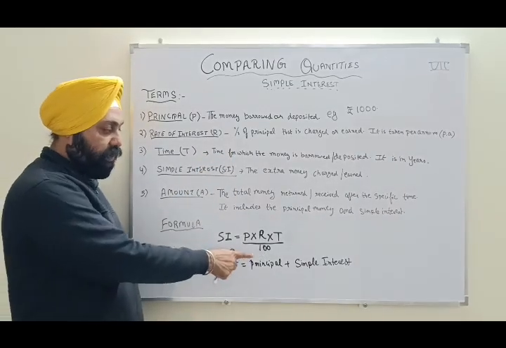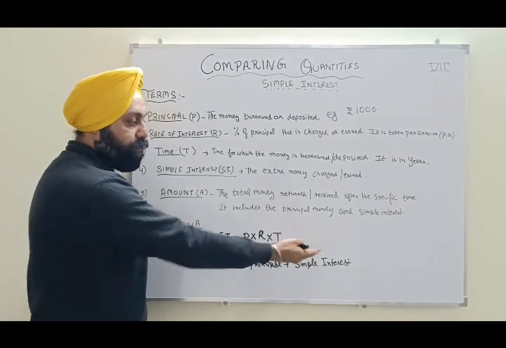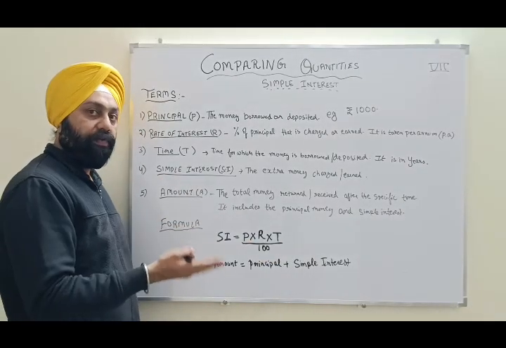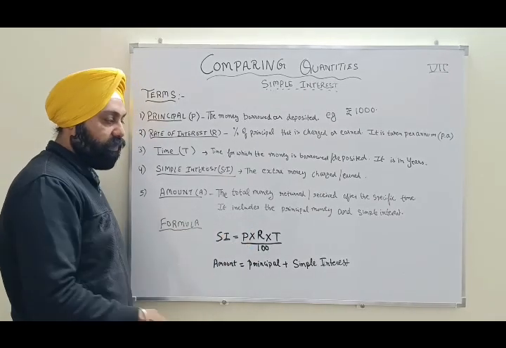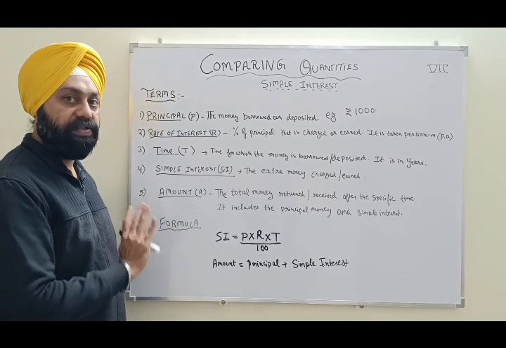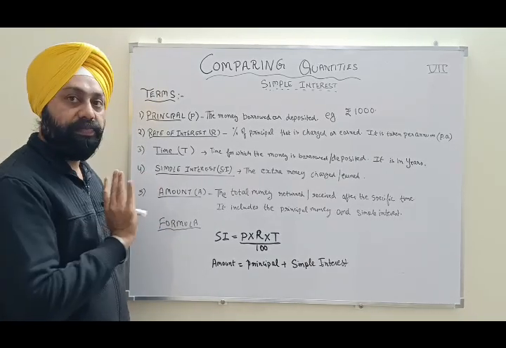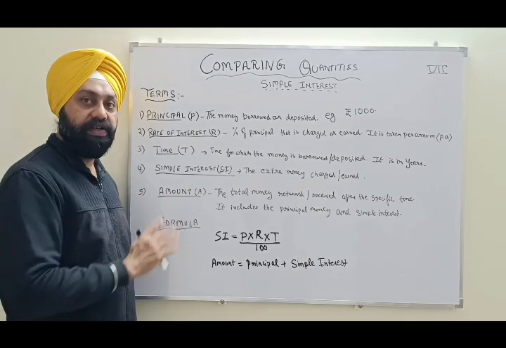And amount is whatever is the principal amount you have borrowed or you have deposited plus the simple interest which you have earned or which you have to give. So both if taken together, that is known as the amount. And amount is always bigger than the principal. So let us now attempt a few questions based on these formulas.